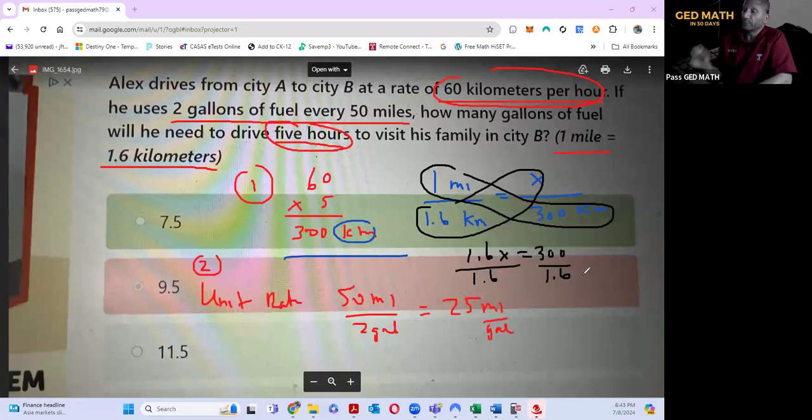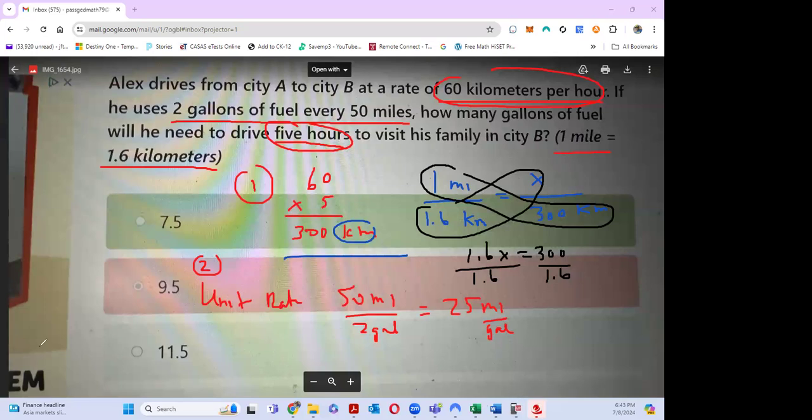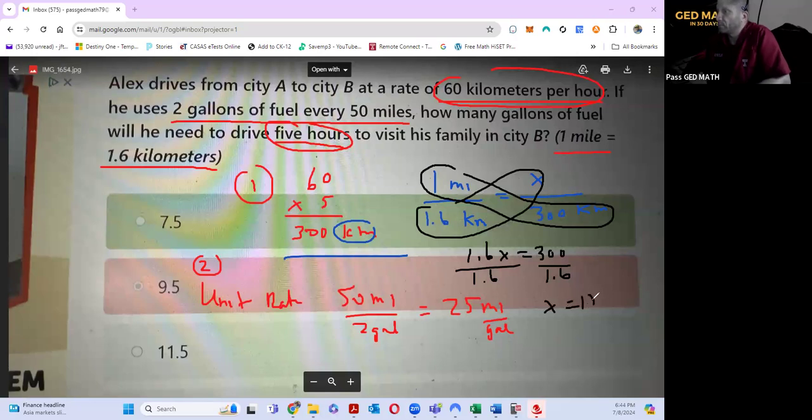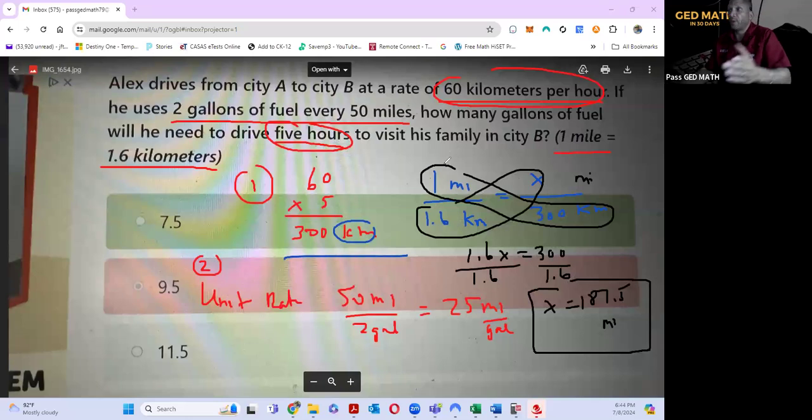Can anybody tell me? 187.5. Say it again. 187.5. Yes. Okay, let me make sure. So again, that's miles. So from point A to point B is 187.5 miles. But that's not what they're asking.